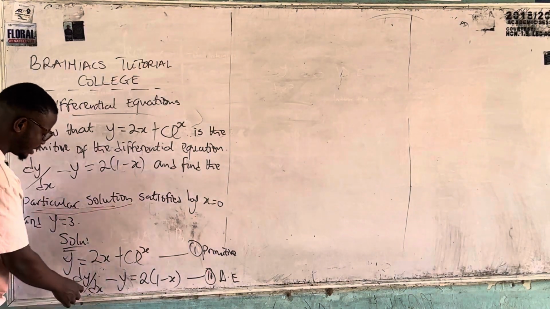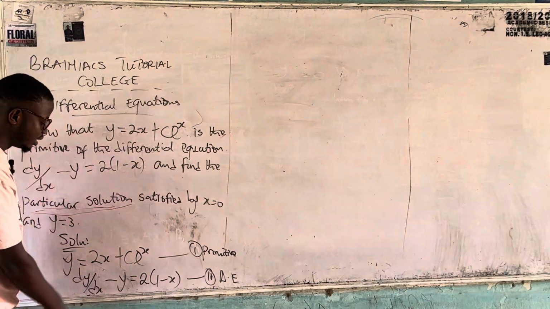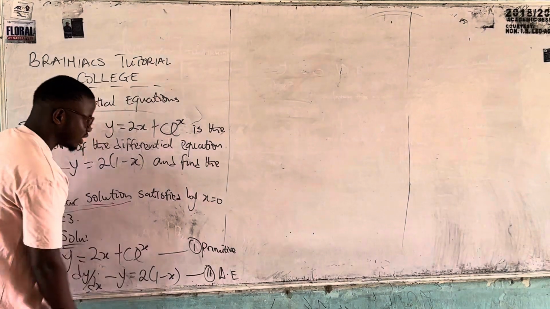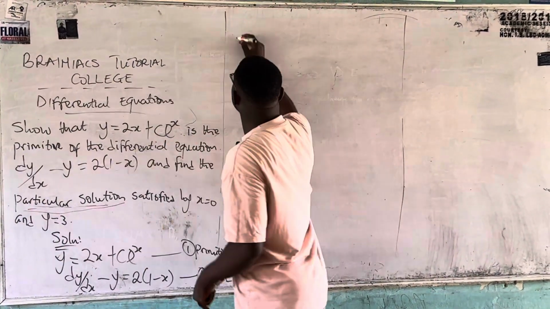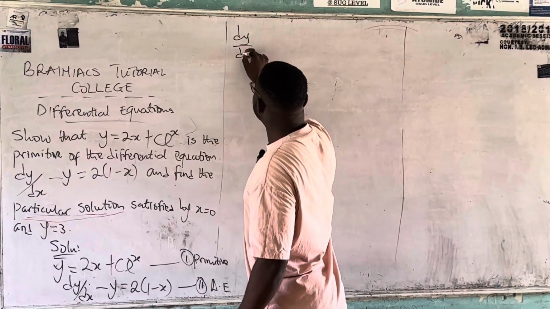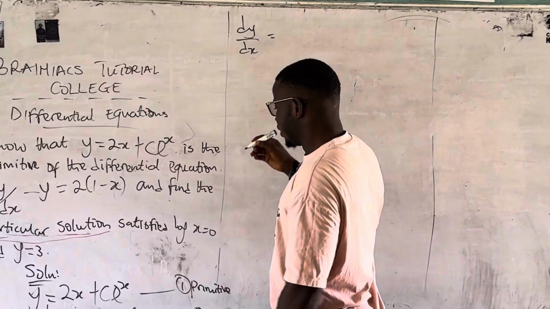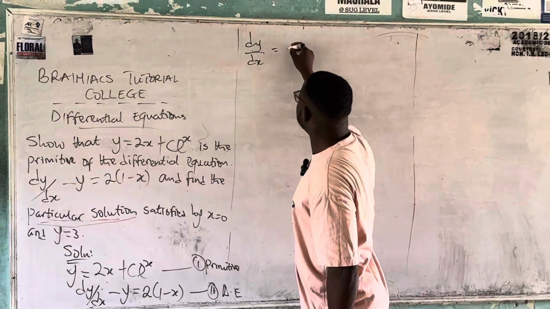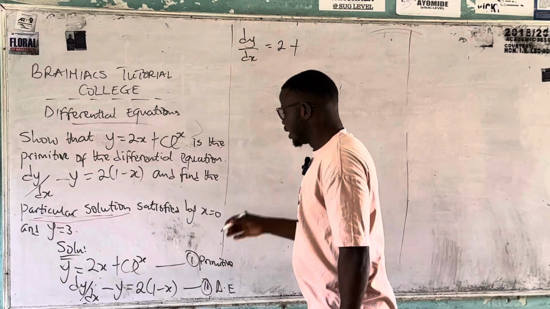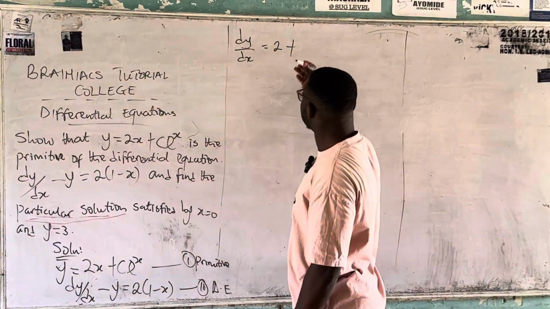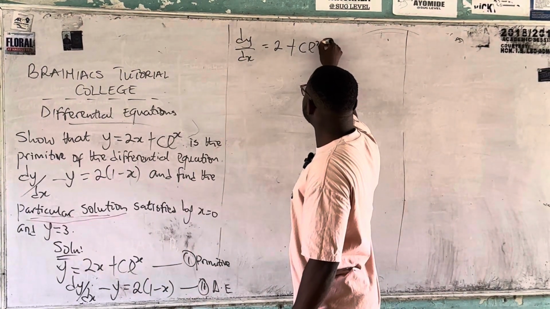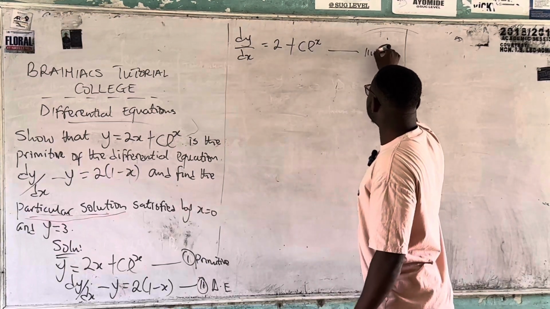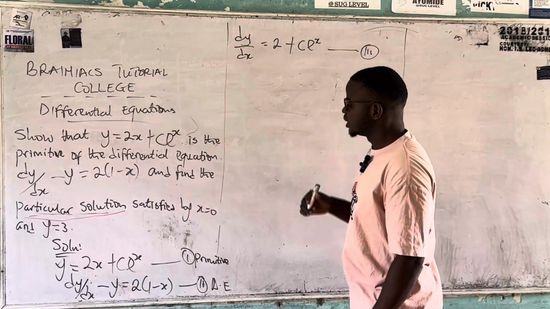So now let's find dy/dx, then we'll subtract y from it, and see whether this side will be equal to the other side. Differentiating 2x with respect to x gives us 2, plus differentiating c exponential x with respect to x gives us c exponential x. So dy/dx is 2 plus c exponential x, and we make this equation 3.